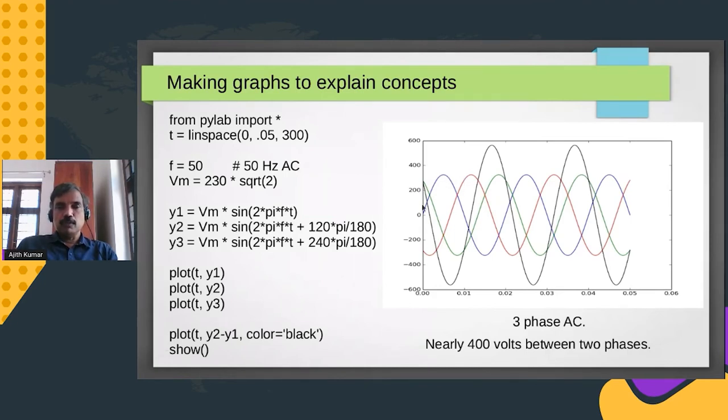But it is quite easy to plot the three sine waves and plot the difference. You immediately see why it is so. Because when one phase is going up, the other phase is going in the other direction. So always the difference will be more.